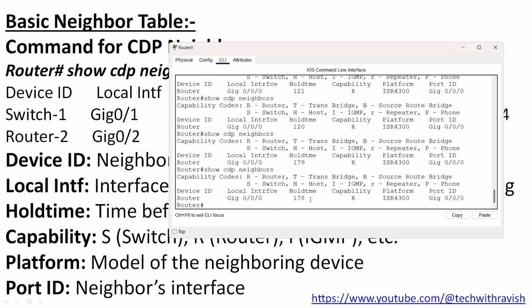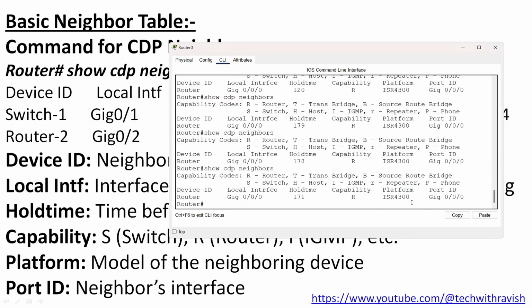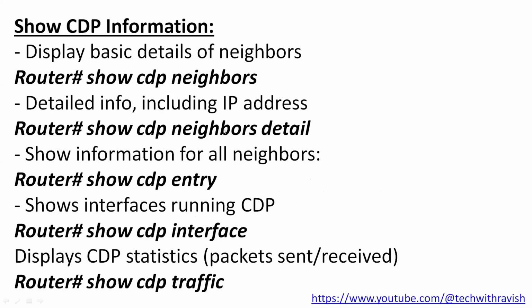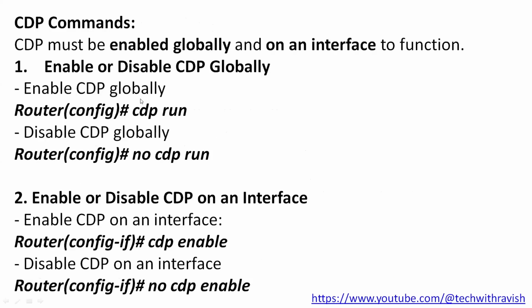After every 60 seconds, it will automatically become 180. Capability: that is a router, having platform ISR 4300 series of router, with port ID Gig 0/0/0. It is showing all the details of the neighbor. So these are the commands used for the same.